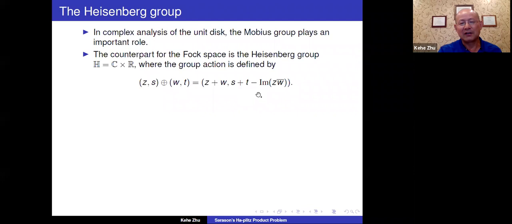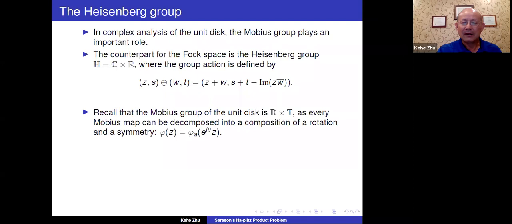You don't really have to know much about the Heisenberg group. Just remember it is C cross R, and the C corresponds to translation, and the R corresponds to a twisted rotation. So very similar to the Mobius group. Again, in the case of the Mobius group, the circle T corresponds to the e^{iθ} rotation, and every point a in the disk D gives you what is called a symmetry φ_a. φ_a acting at z is (a − z) over (1 − ā z). I'm sure most people know this kind of representation for the Mobius group.